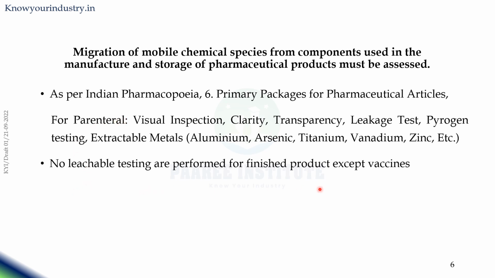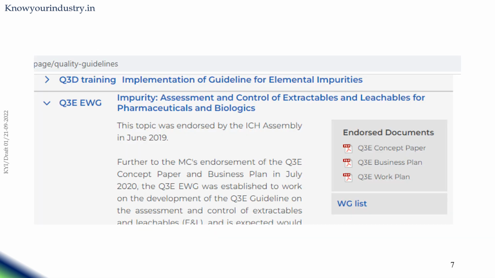And when it comes to the vaccines in India, leachable testings are performed but not for the other products. Here you can see some of the examples of guidelines which is talking about the assessment and control of extractable leachables for pharmaceuticals and biologics. So this is an essential part of pharmaceutical development nowadays for the Western countries including US, Canada, Europe and Australia.